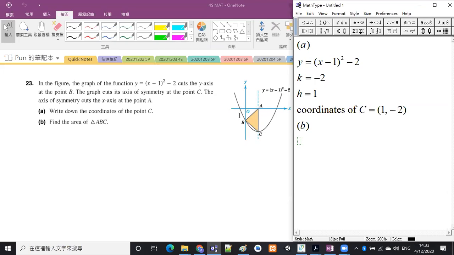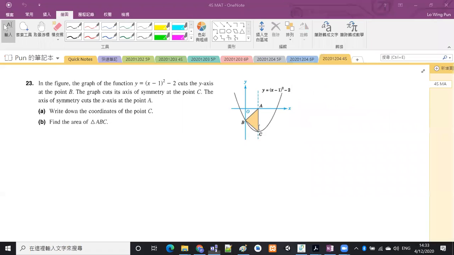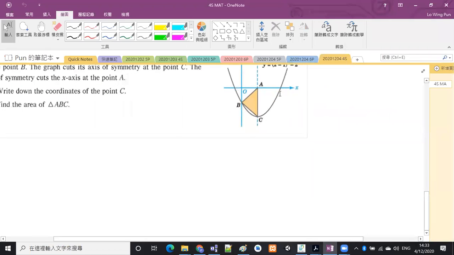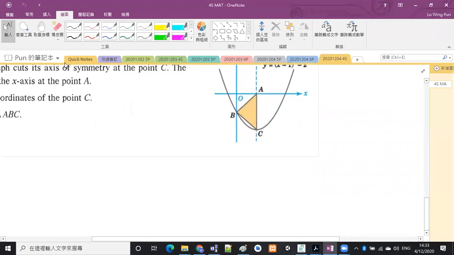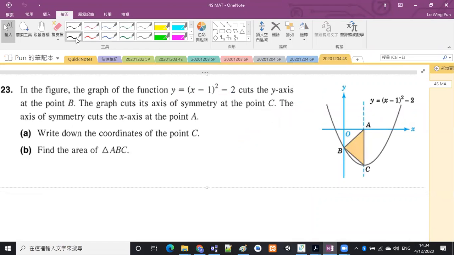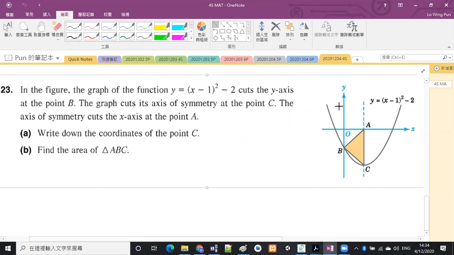OK，好啦，Part B. Find the area of triangle ABC. If we want to find the area of a triangle, we're going to use the formula of half times base times height, okay? But what should be the base and what should be the height here? I'm going to use, let me see. I'm going to use AC as the base.